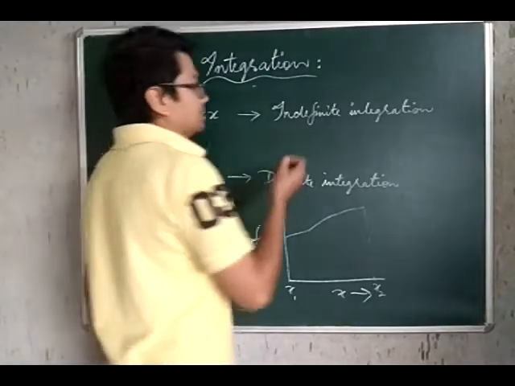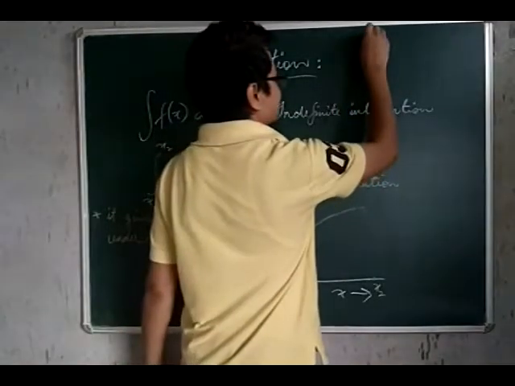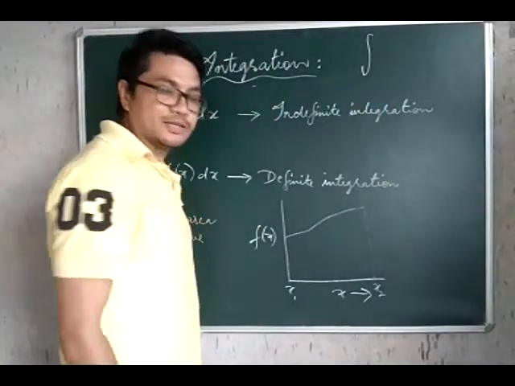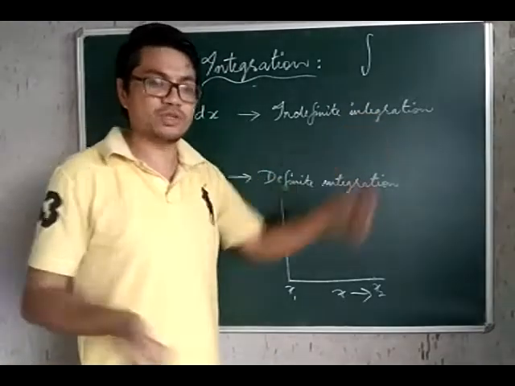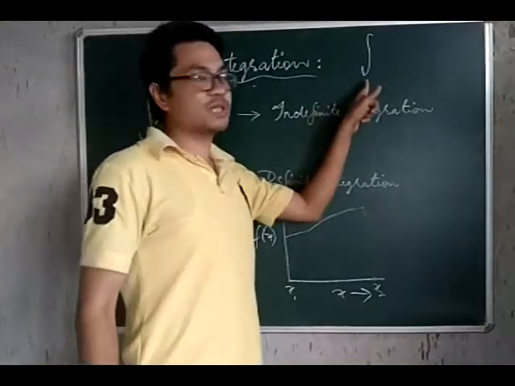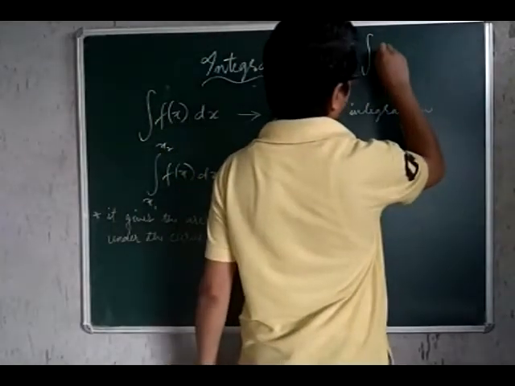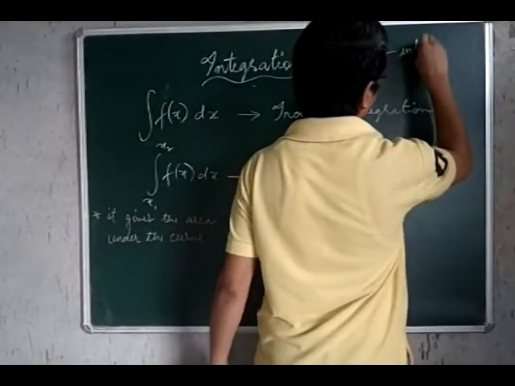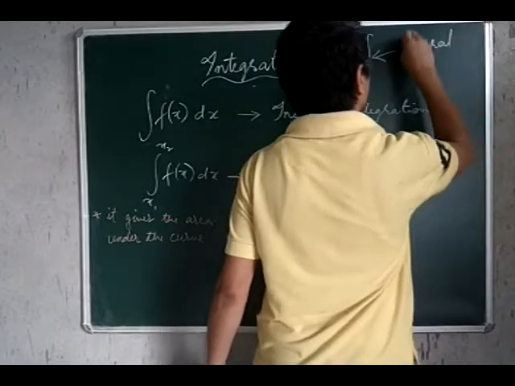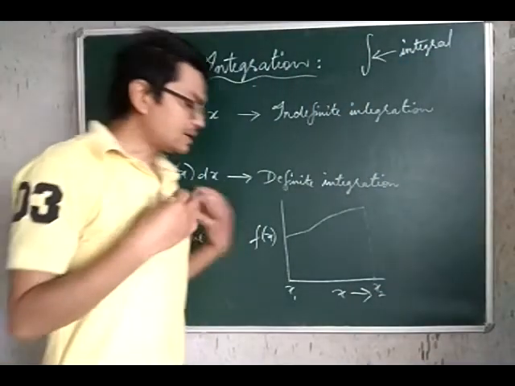The symbol that we use in integration is this. It's like an elongated S. It's like you have an S and you stretch it longitudinally, so that you get an elongated S kind of a thing. This symbol is called the integral sign.